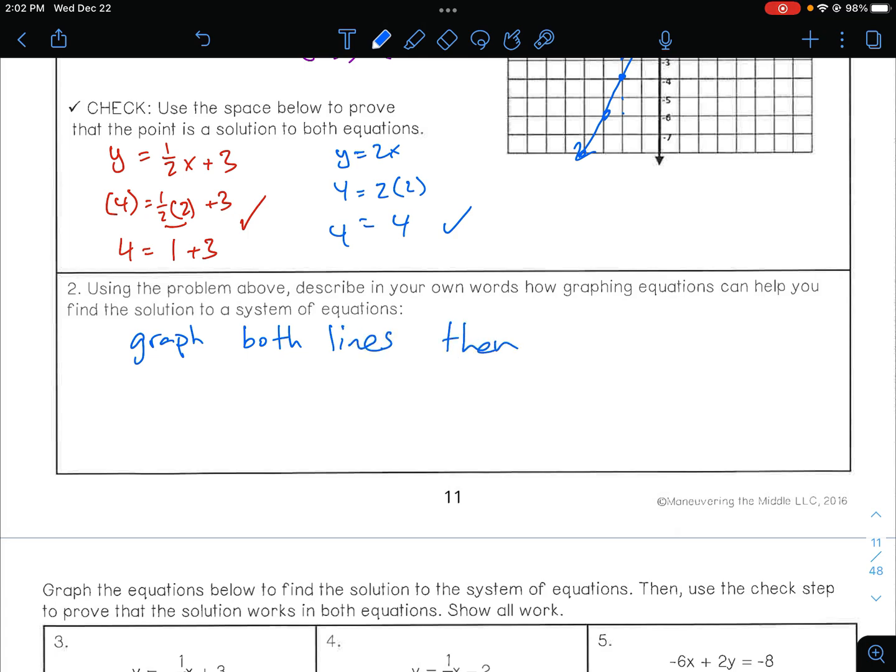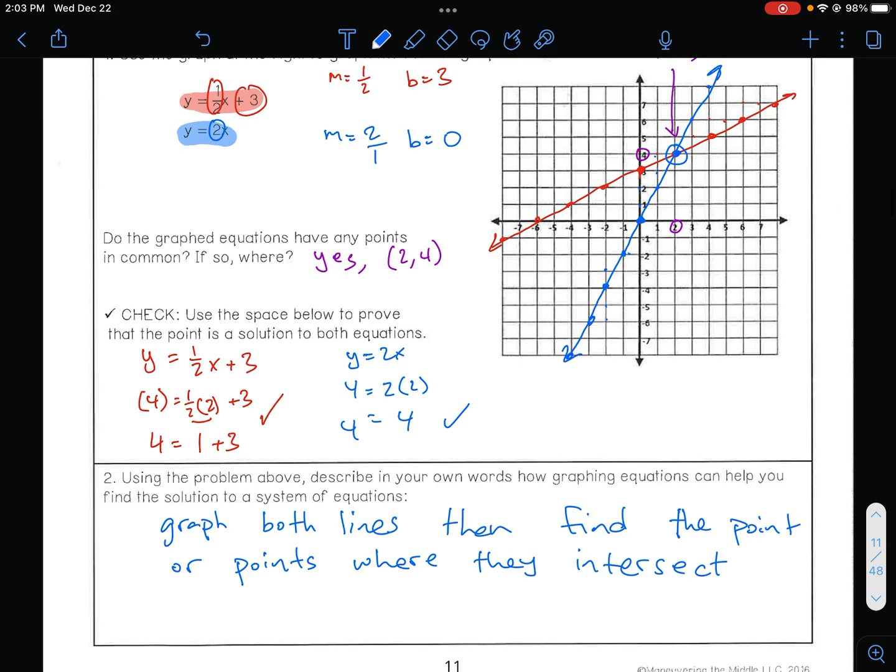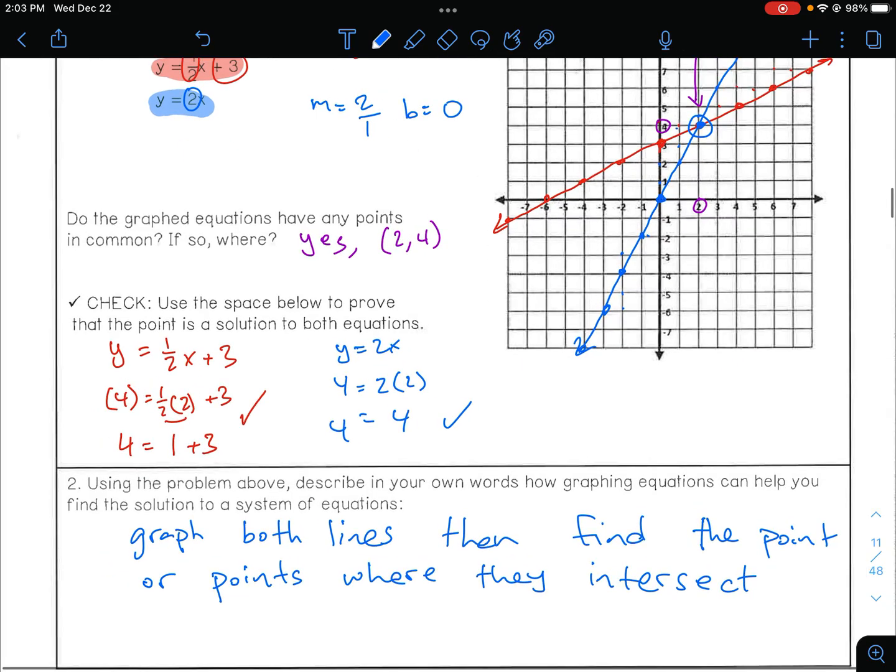Then find the point, or points actually, because the two lines can intersect multiple times, where they intersect. You'll also find that sometimes they will not have points that they have in common. For example, if the lines are parallel.